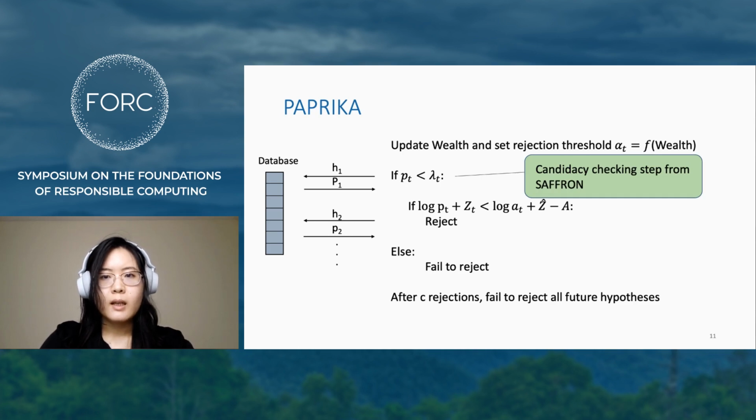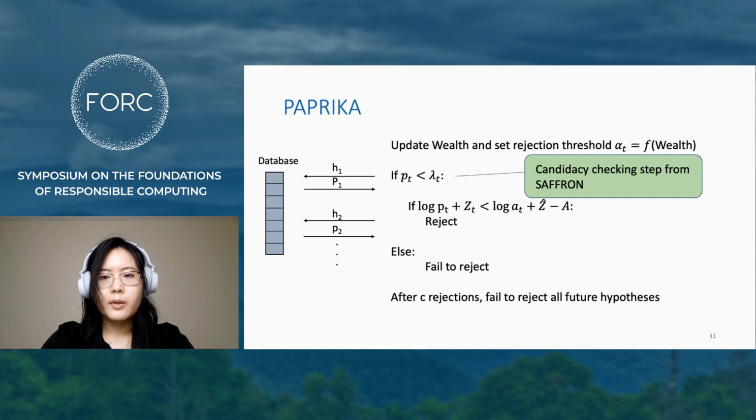And second, it has a candidacy checking step from SAFFRON. This is a weak check of whether the p-value is close to rejection. The lambda t is like a loose bound. So if it's a candidate p-value, we will consider whether to reject it. Otherwise, we will fail to reject. So only hypotheses in this candidate set can be rejected.